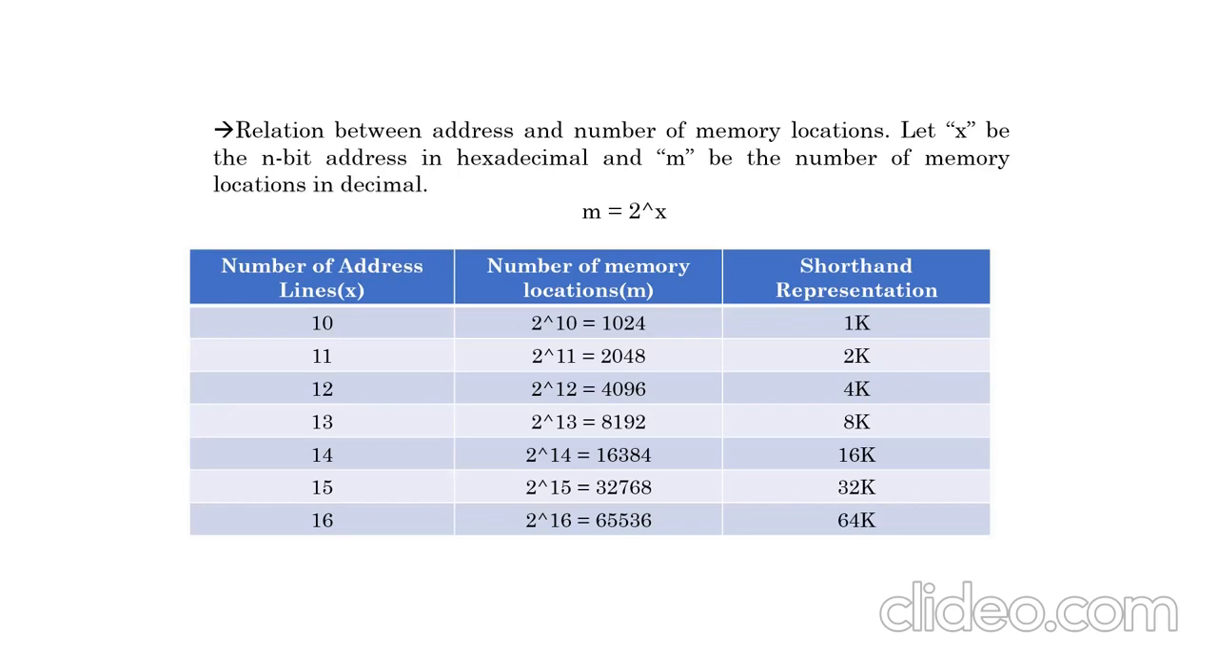65,536 is the total number of memory locations. So 65,536 can be represented in short form as 64 into 1024. 1024 is nothing but equivalent to 1K. So 64 into 1K will give me 64K.